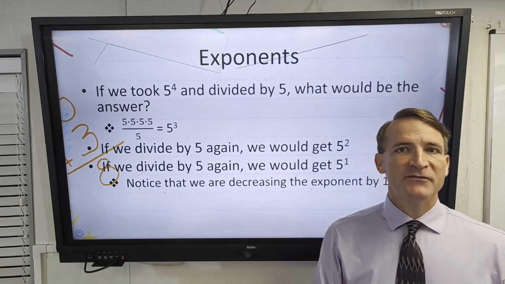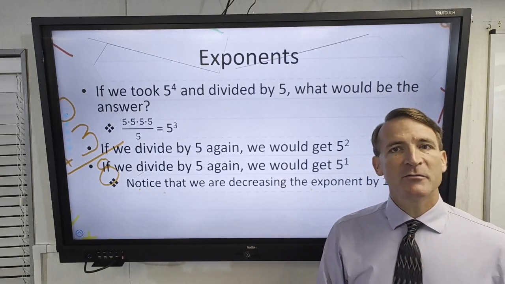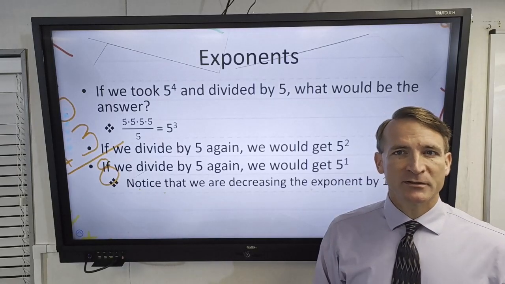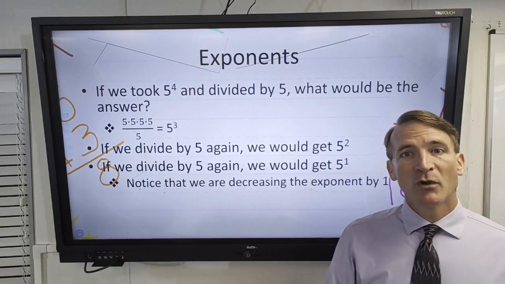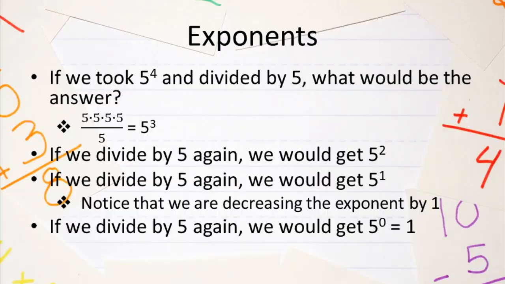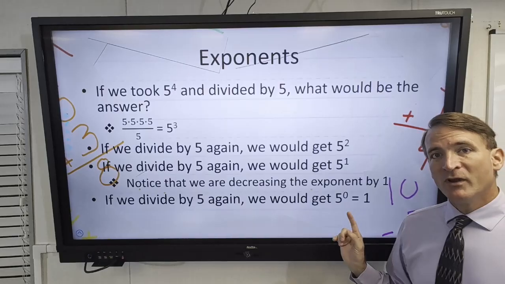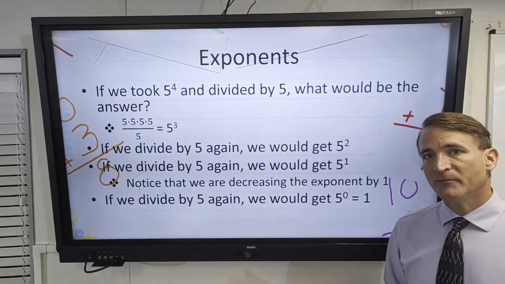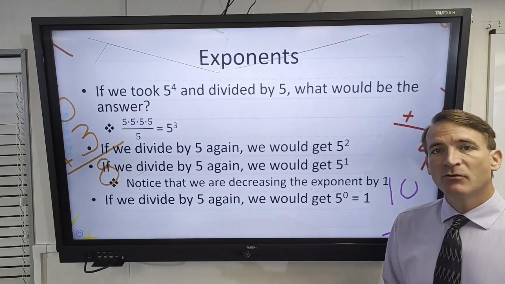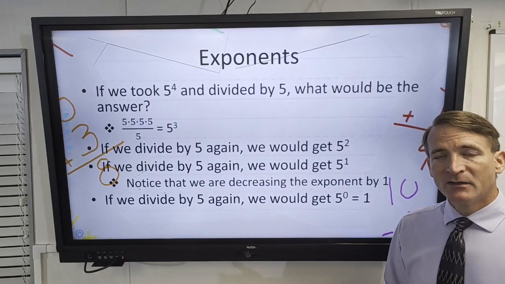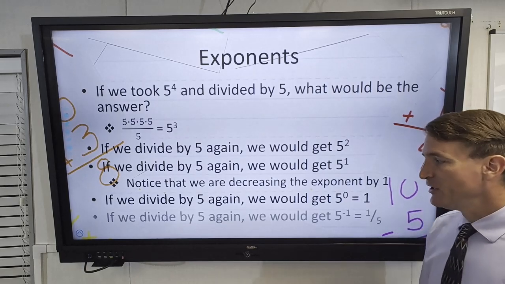If I were to divide by 5 again, well, 5 divided by 5, of course, is 1. But what does that look like in an exponent? That'd be 5 to the 1 minus 1 power, or 5 to the 0 power. So that shows us that 5 to the 0 power would equal 1, when in fact anything to the 0 power is going to be equal to 1. A negative 2 to the 0 power, if I had it all in parentheses, would also equal 1. So anything to the 0 power is going to be equal to 1.